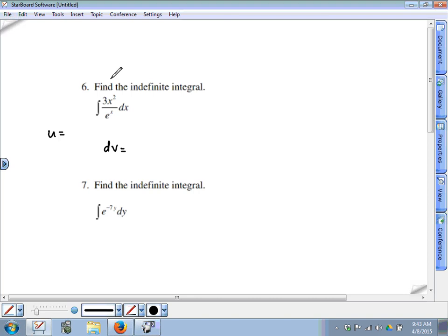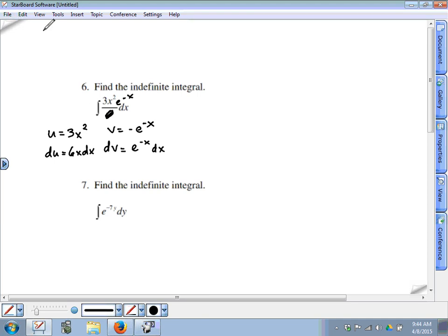So I'm going to have to actually do a little bit of a rewrite here. Instead of having that there, I'm going to move it up there to the top, e to the negative x. So u I'm going to let equal 3x squared, which means du is 6x dx. dv is going to be e to the negative x dx. When you integrate e to the negative x, you get negative e to the negative x.